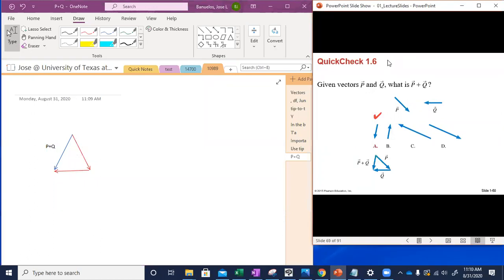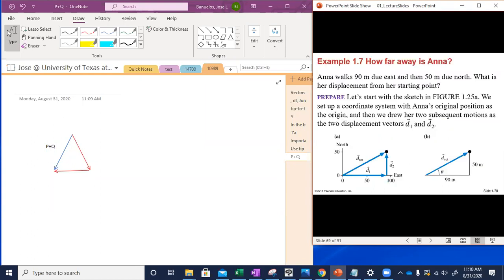Anyway, that's that example. So you can see the answer was A in this case. It gives you that vector that points down and to the left. So let's do another example where we consider the vector properties of the problem.